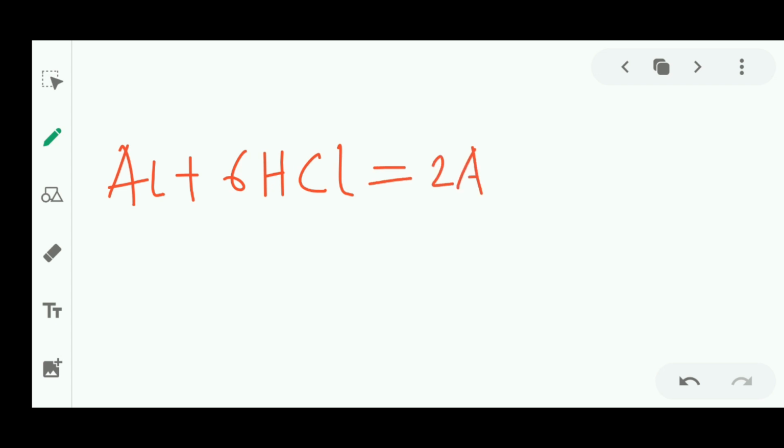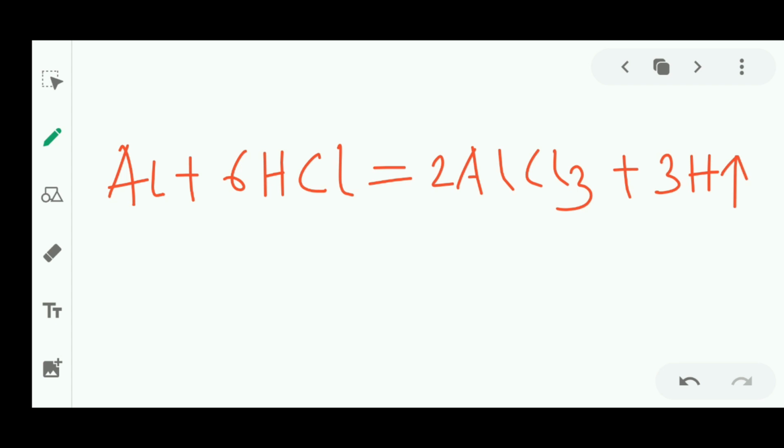Different metals react with different acids and alkalis to produce different things. Like when aluminium reacts with dilute and concentrated hydrochloric acid, it forms aluminium chloride and hydrogen. Like Al, when reacted with HCl, it produces aluminium chloride, AlCl3, and hydrogen gas is also produced.